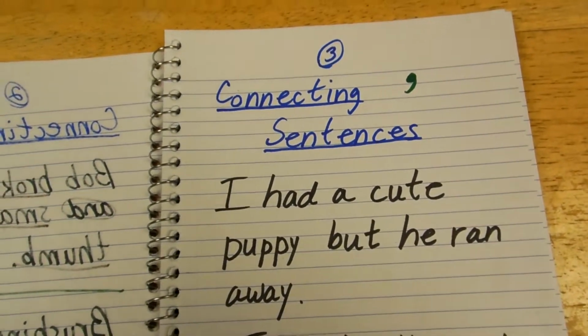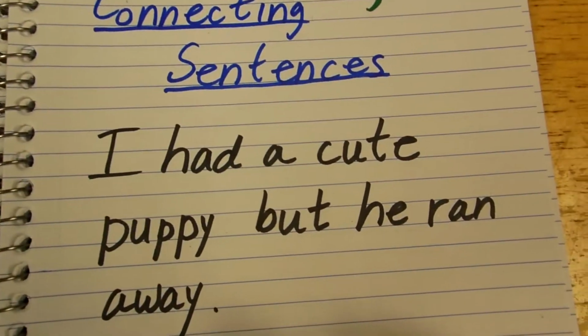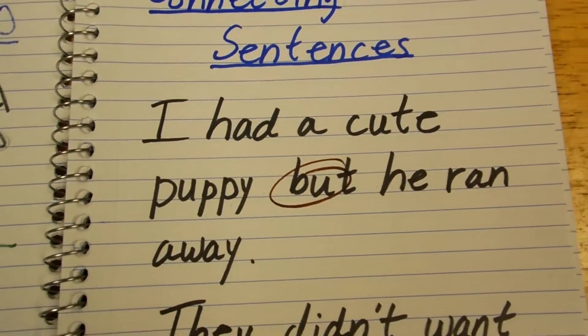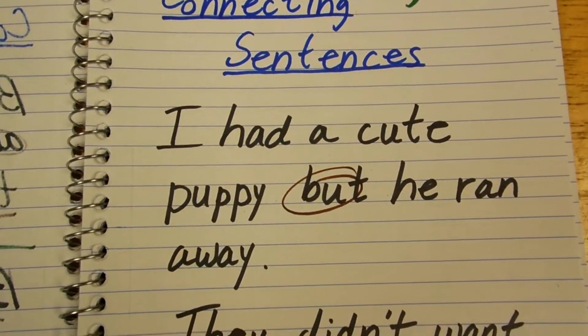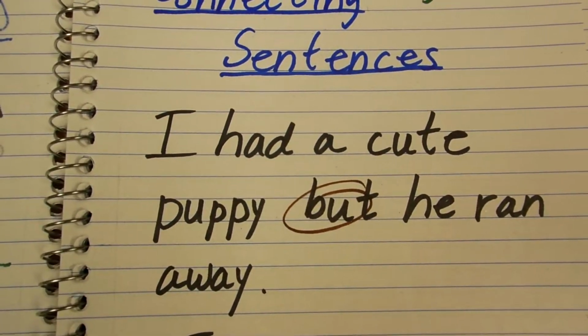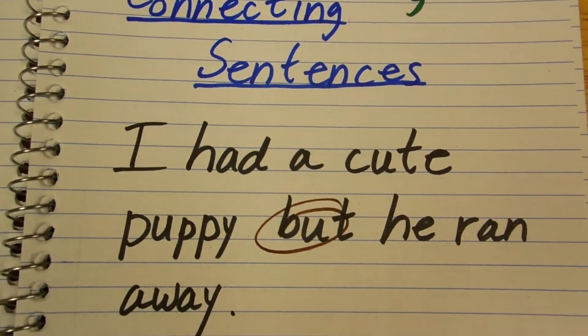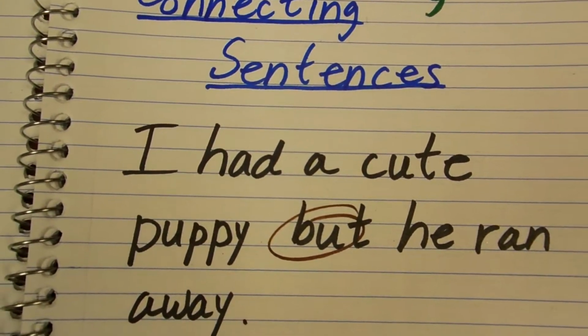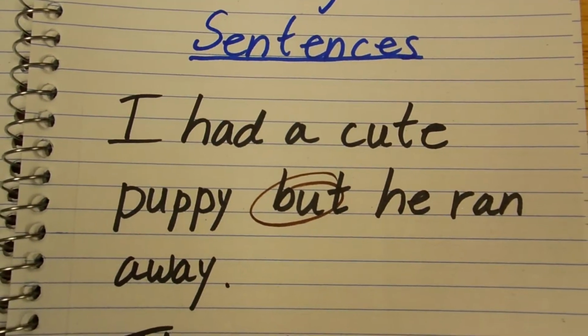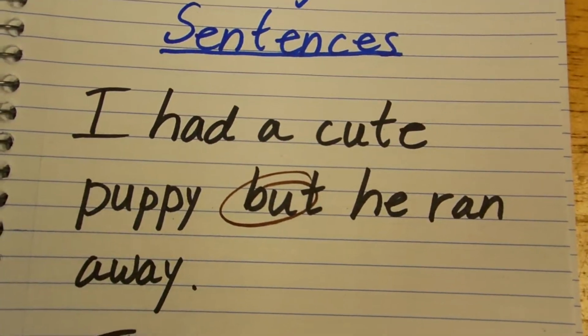So let's look at some examples. "I had a cute puppy, but he ran away." So we can easily find our conjunction. Of course, it's "but." We know that we have two sentences here because on the left side of our conjunction it says, "I had a cute puppy." That by itself includes a subject and a verb, at least, which makes it a complete sentence. On the other side of the conjunction it says, "he ran away." That's also complete, the subject being he and the verb being ran.